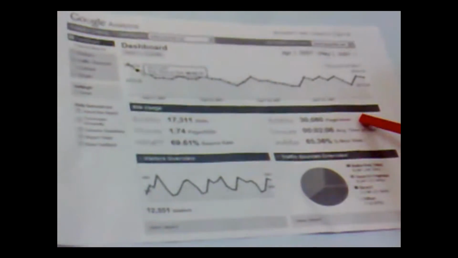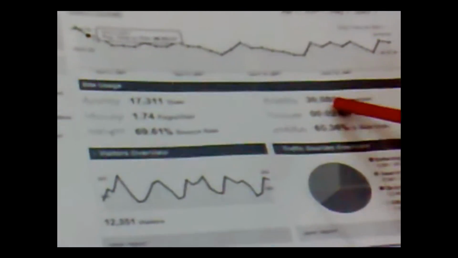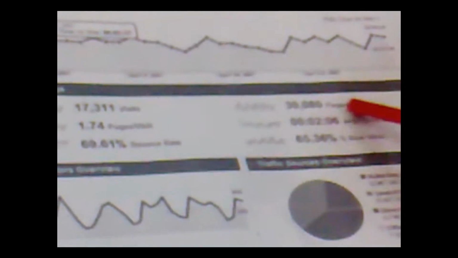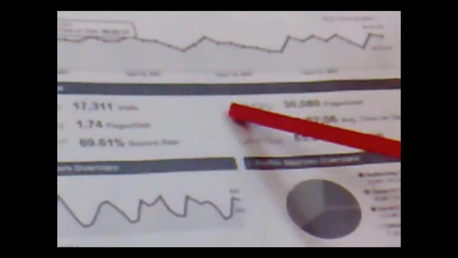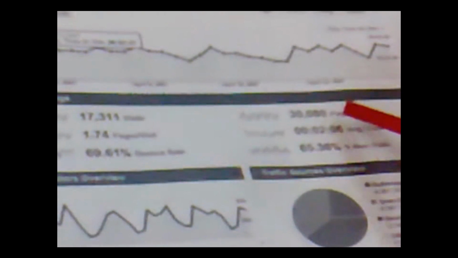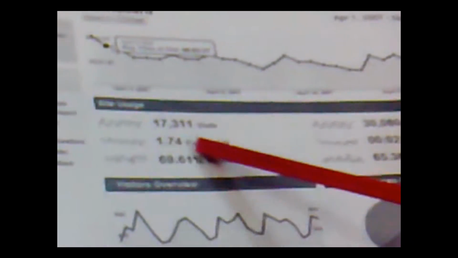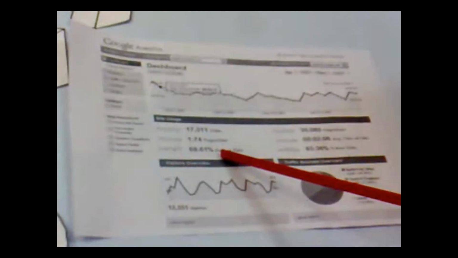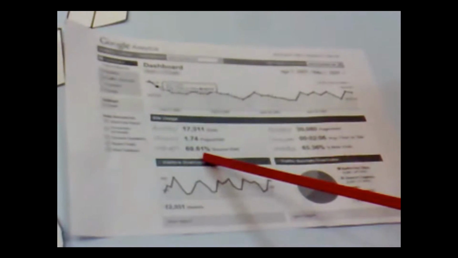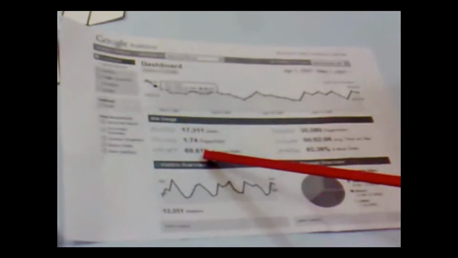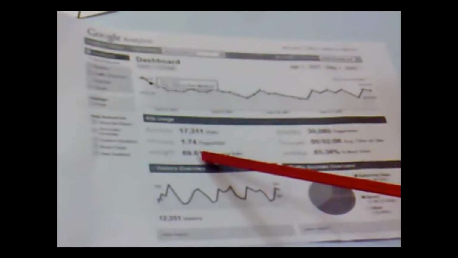Page views. Page views show just what it says, how many times your pages have been viewed. Bounce rate. Bounce rate tells us how many times a user just leaves the site after only viewing one page. This is a good indicator to know if visitors find what they are looking for. If not, they will leave instantly.